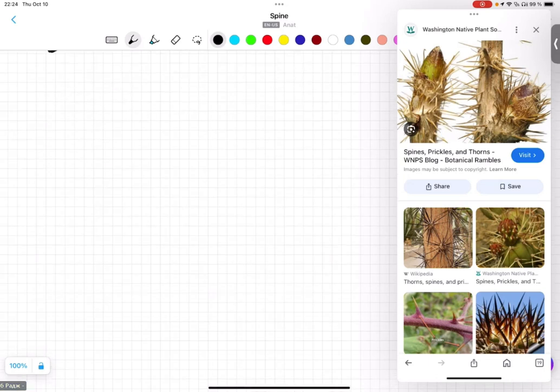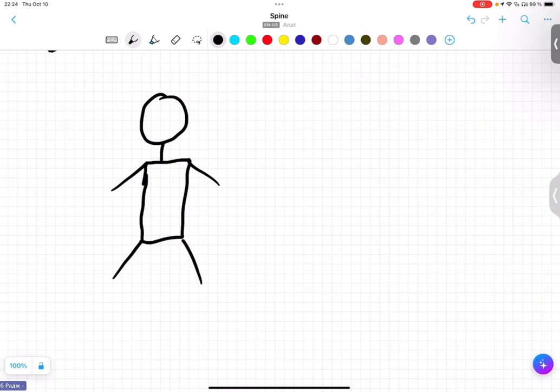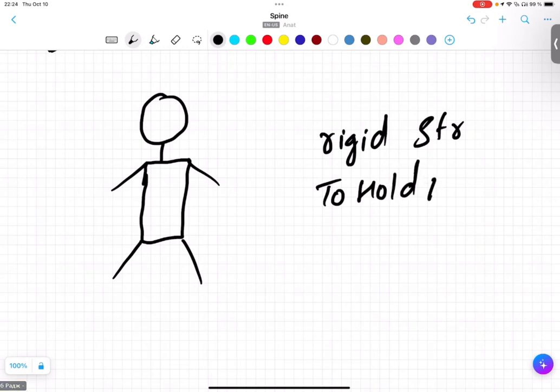They are very erect and structurally very stiff. Suppose you have a body, you have a neck, head, ribs and everything. You need some rigid structure to hold everything.